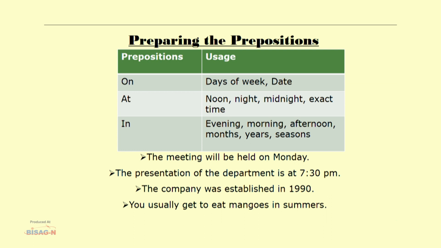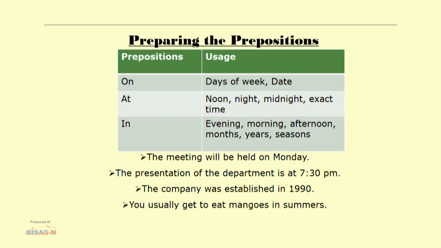So where do we use on? We only use on when there is a date given. We only use on when there is a day of the week given. For example, if there is a date, let's say the meeting will be held on 2nd October. 2nd is a date. So when there is a date, there will be on.